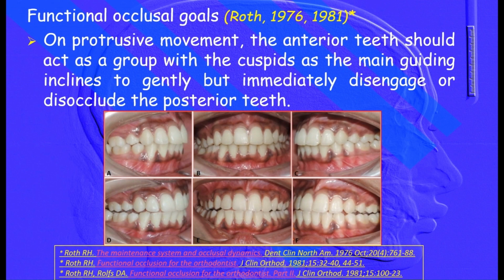During protrusive movement of the mandible, the anterior teeth should act as a group with the cuspids as the main guiding inclines to gently but immediately disengage or disocclude the posterior teeth. Thus, no lateral stress is distributed on posterior teeth during the mandibular protrusion. Also during the protrusive movement, 6 maxillary anterior teeth should articulate with the 6 mandibular anterior teeth and 2 premolars so that the whole protrusive load can be distributed on 14 teeth. This is an excellent example of a group function.